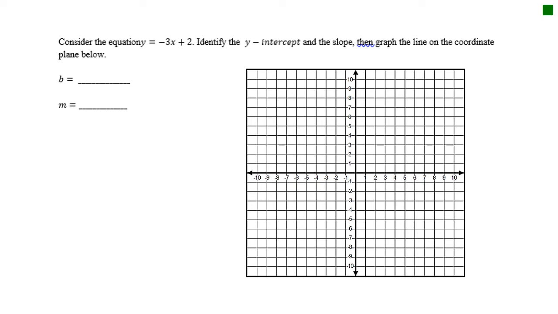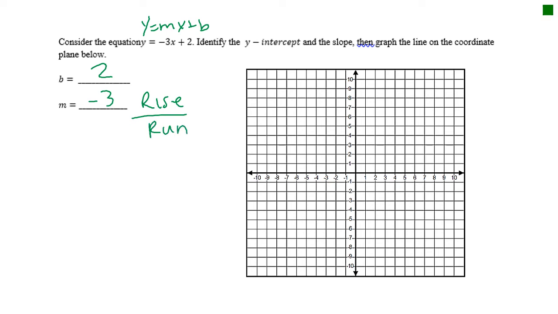Number 9 says, consider the equation y equals negative 3x plus 2. Identify the y-intercept and the slope, then graph the line on the coordinate plane below. Well, this one's easy. We already know how to find the y-intercept. y equals mx plus b. My b represents the y-intercept, so it's 2. My slope is negative 3. Because I have to graph this, I have to remember rise over run. I need to know how I'm going to move up and down, left and right.